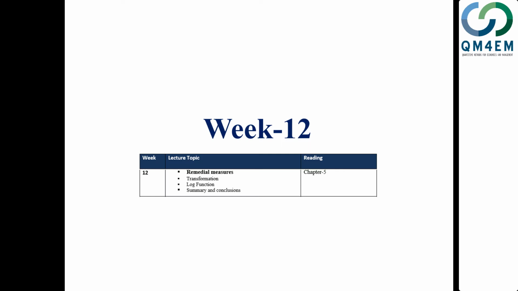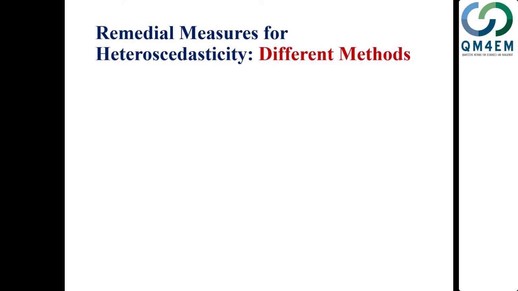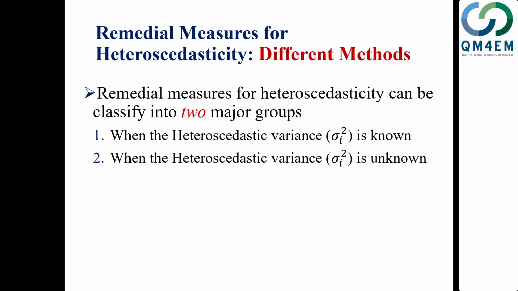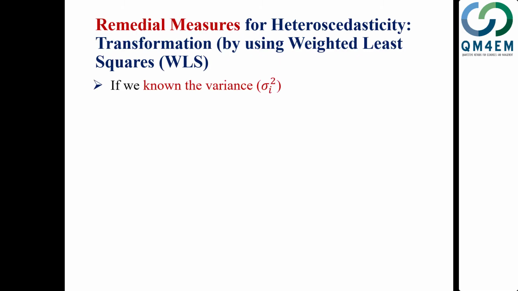We were discussing that the remedial measures for heteroscedasticity could be grouped into two. The first group is the case when we have heteroscedastic variance known, then we use the weighted least square method, and the second case is the heteroscedastic variance unknown. In that case, we use a number of educated guesses through which we try to transform our heteroscedastic variance to homoscedastic variance.